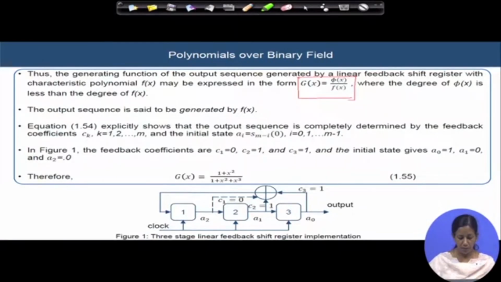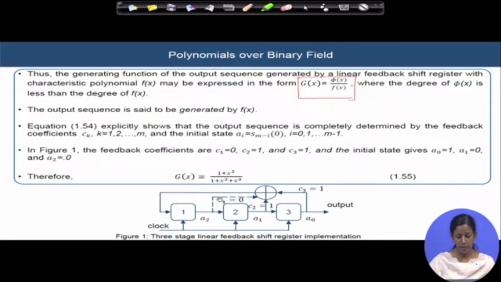In this figure, let us consider 3 stages to generate the linear feedback shift register. Clocks are driving the stages and C1 is equal to 0, so it is not contributing to the feedback logic, but C2 and C3 are equal to 1. So this is the XOR logic in the feedback path, where the outputs of stage number 2 and stage number 3 are logically combined to give the feedback to stage number 1.